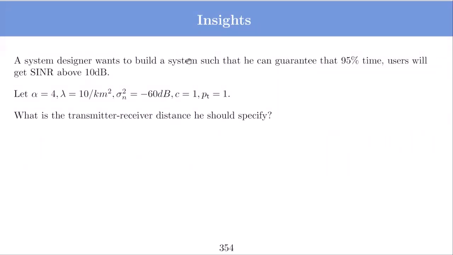Another way this expression can help is to let a designer know how to choose different parameters, right? Let us see an example. Suppose a system designer wants to build a system such that he can guarantee that 95% of the time, the user will get an SIR above 10 dB, right? And the system parameters are: alpha equal to 4, lambda is this, noise is minus 60 dB, and C1 is just assumed to be 1. So what is the transmitter receiver distance? He should specify that you should not put your receiver at a distance farther than that.